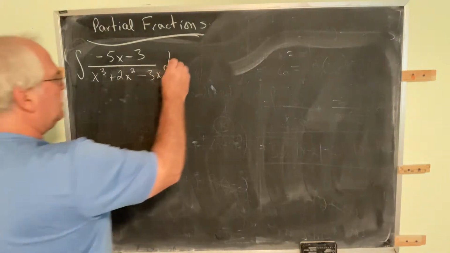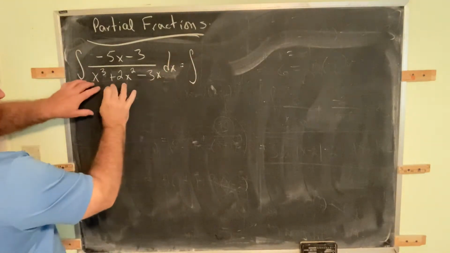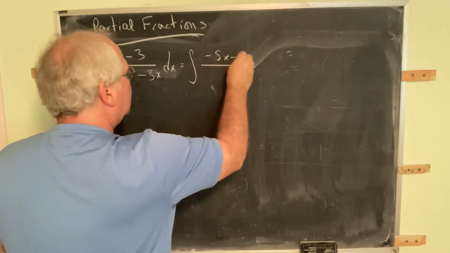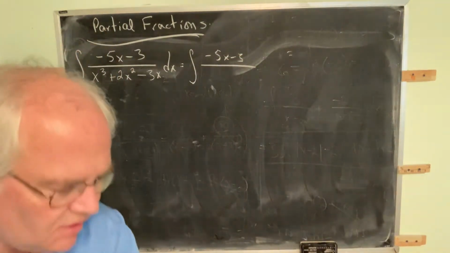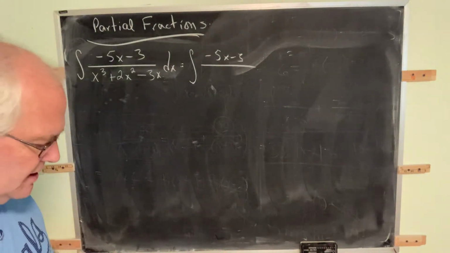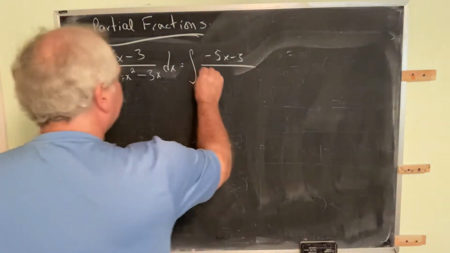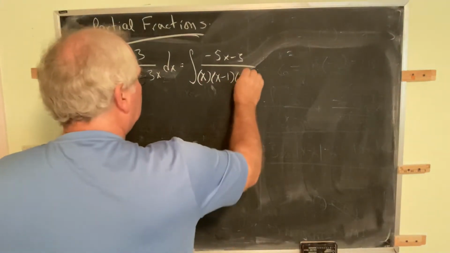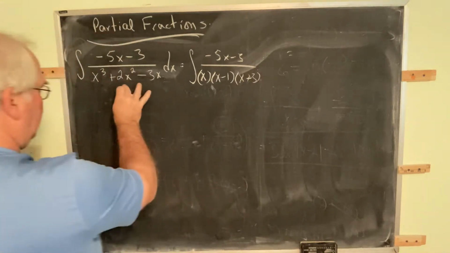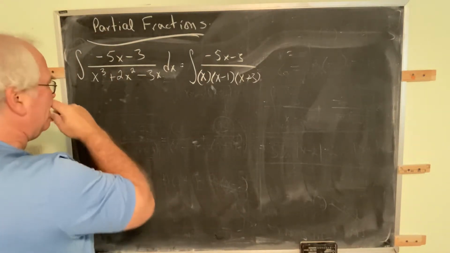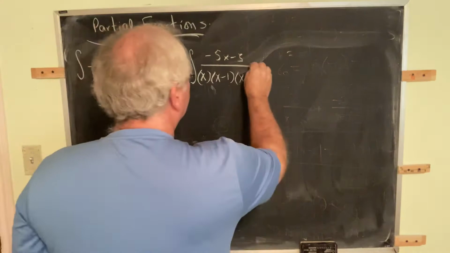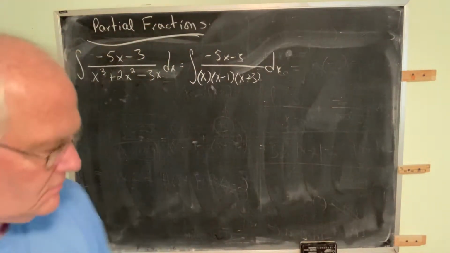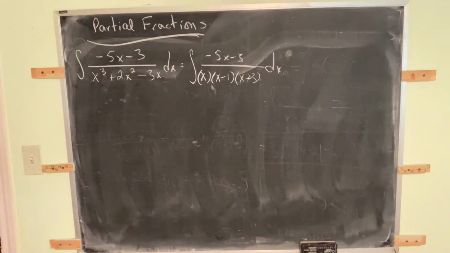Get this denominator factored. First, factor out the x, and then you have to FOIL this thing out. And I think if you do that, I have this written here. Let's go ahead and cut to the chase scene. That becomes x times x minus 1 times x plus 3. Is that, yeah, that looks about right. All right, and dx. All right. So that's the factoring.